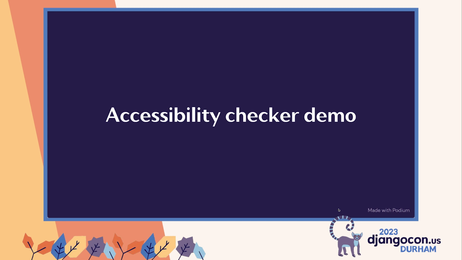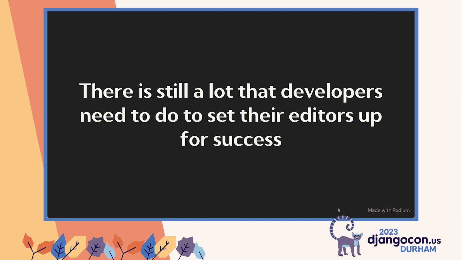As I mentioned, the Wagtail Accessibility Checker is primarily geared toward helping content editors find things they can correct, but there's still a lot that developers need to do to set their editors up for success. And that is going to be the meat of this talk. What are our responsibilities, or what are the guardrails that we can put in place to help ensure that we end up with a website that's as accessible as possible?